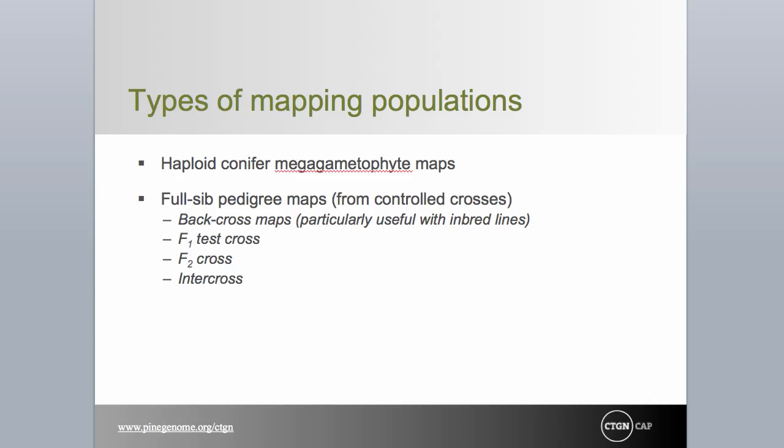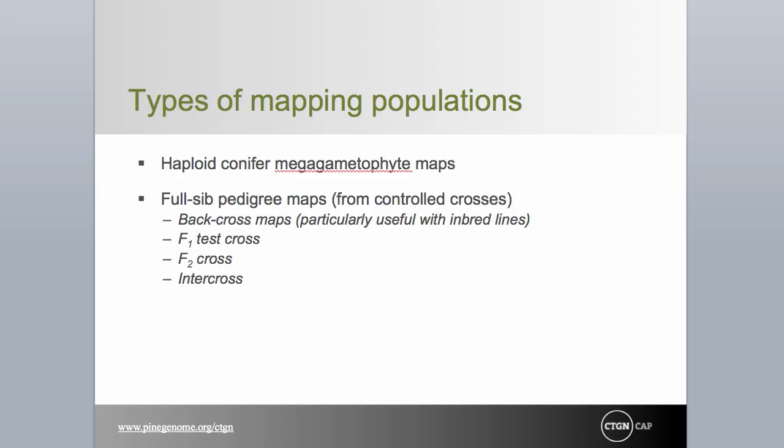There are two general types of mapping populations commonly used in forest trees, the haploid map and the full sib pedigree map. For conifers, either map type is feasible due to the unique seed biology feature of haploid megagametophytic tissue surrounding the embryo. The maternal allele expressed in the haploid nutritive tissues is the same as that expressed in the embryo.